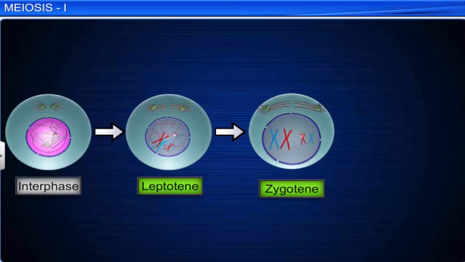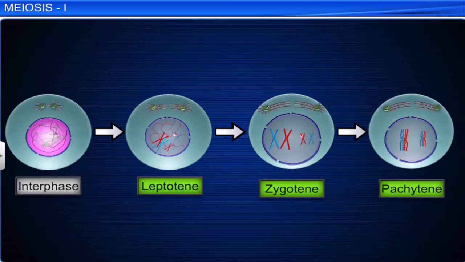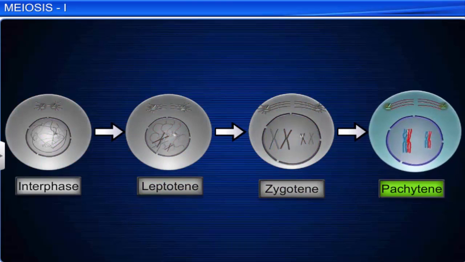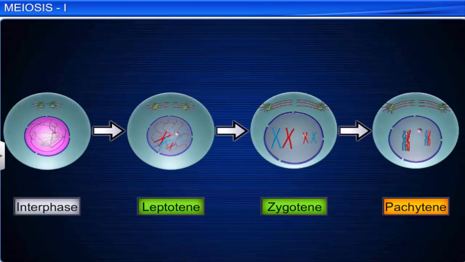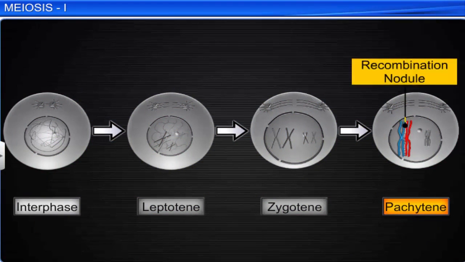The zygotene stage is followed by the pachytene stage, during which the bivalent chromosomes are clearly visible as tetrads. Moreover, large protein complexes on the synaptonemal complex called recombination nodules begin to appear. These nodules are believed to be the sites where crossing over occurs.